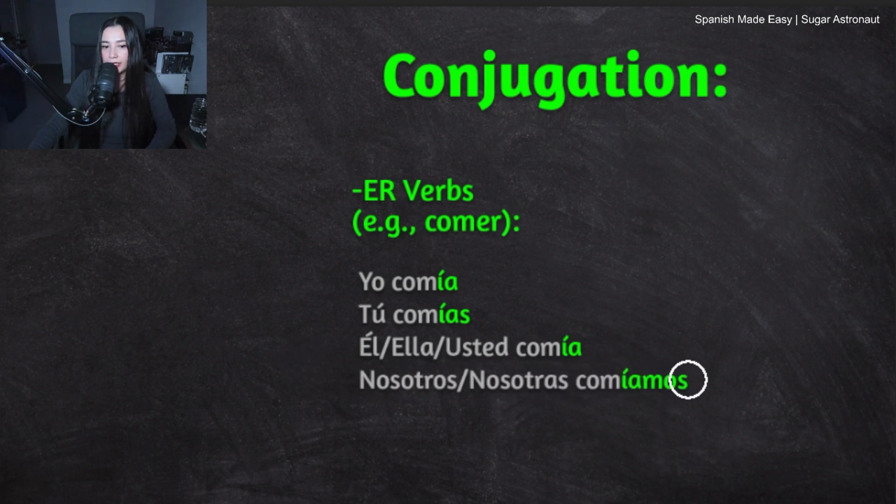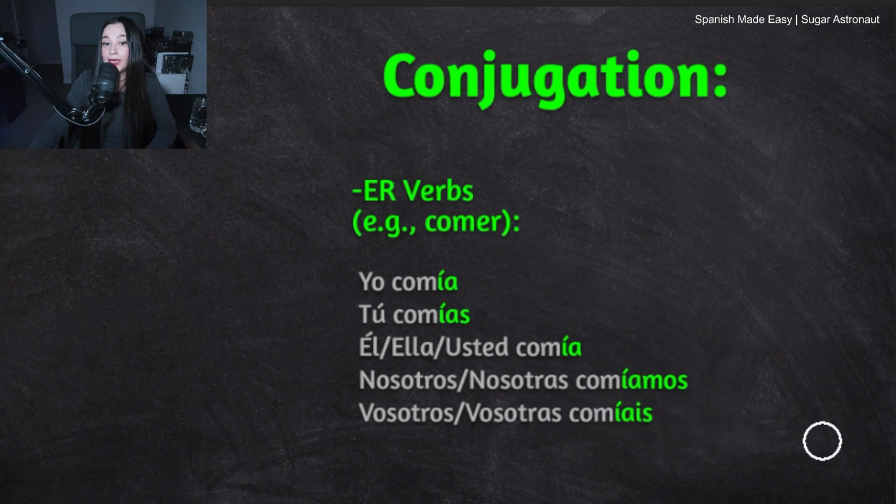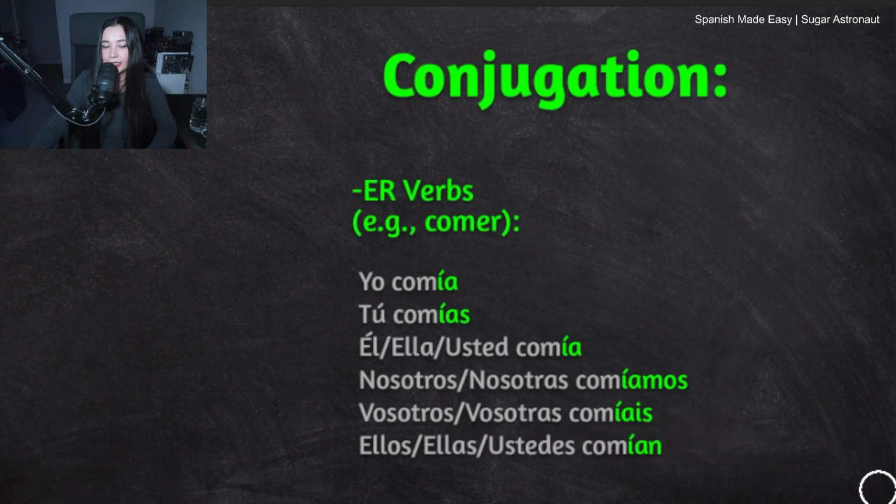Nosotros, nosotras comíamos. We were eating. Vosotros, vosotras comíais. You were eating. And of course, this one is from Spain. Ellos, ellas, ustedes comían. They were eating, or you, plural, were eating. Okay? So, good. We can see the endings here.